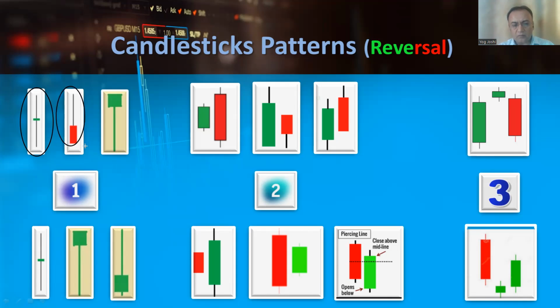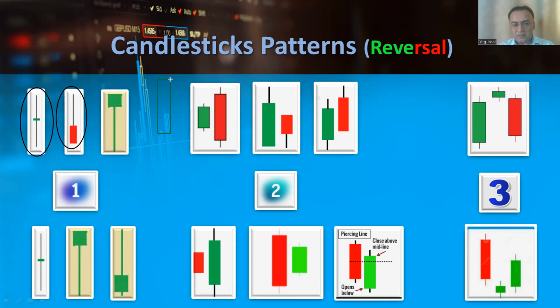How does this shooting star form? I'm just giving an example of how this shooting star forms. This is the opening of the candle. Whenever a candle opens, it looks like this. Now the candle really grows to the upper side, upper side, upper side. So this is a clear cut bullish sentiment.